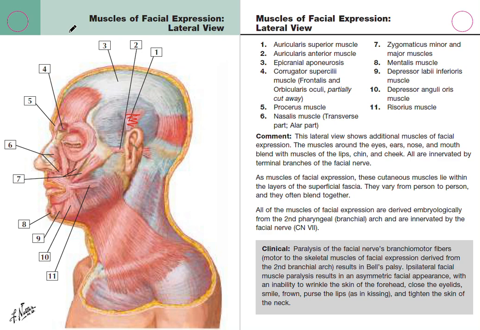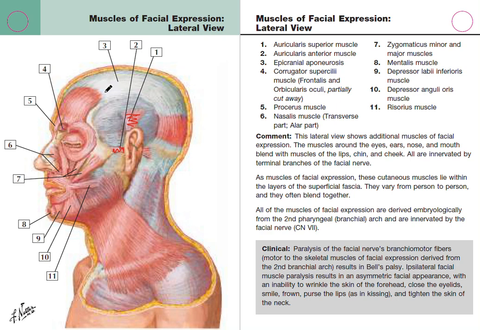We will continue with a walkthrough of Netter's anatomy flashcards, continuing now with the different muscles of facial expression. Seen here on lateral view, you can follow the cursor along as we look at the different labeled components. Number 1 here, superior to the ear, is the auricularis superior muscle. Anterior to the ear, we have the auricularis anterior muscle.